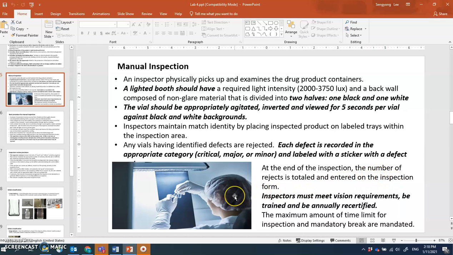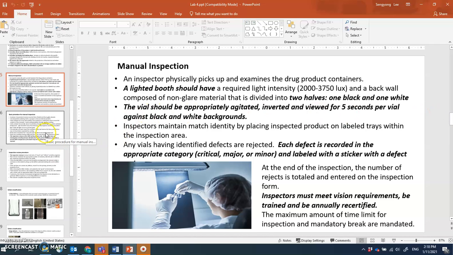The inspector's role is important. They should meet the vision requirement. They should be able to see those particles very well, so they should have good eyesight. They should be well trained and annually certified. They go through the certification process every year. And since it's very intensive work, they have a mandatory break, so their eyes will not be fatigued during the inspection.